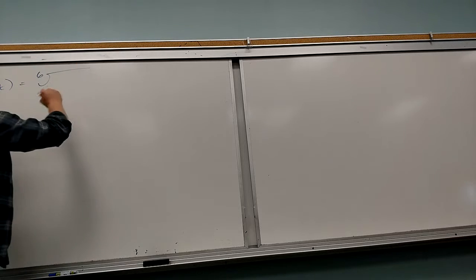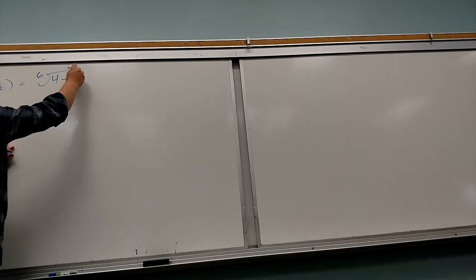What's it say again? I'm sorry. You've got it right there? 6th root of 4 minus 3t. Okay.